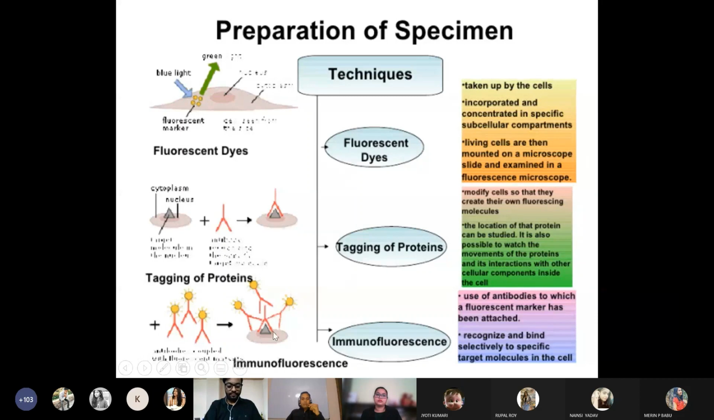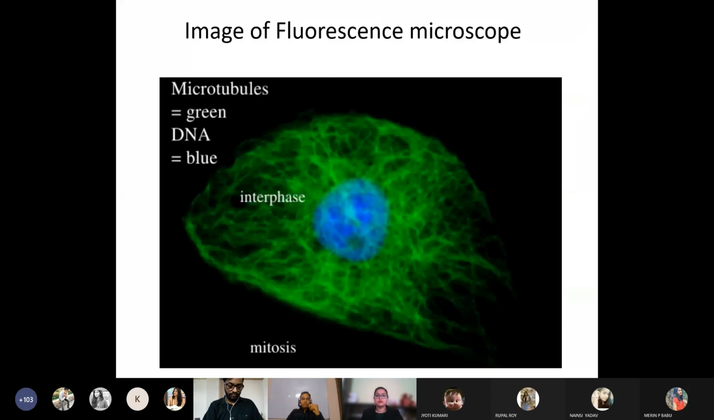So what is the significance of this step? This is a very specific experiment. The protein which you are targeting should be very specific. That's why we are using antibodies. Antibodies are going to tag the protein. So here you can see that we are differentially staining the microtubules inside a cell.